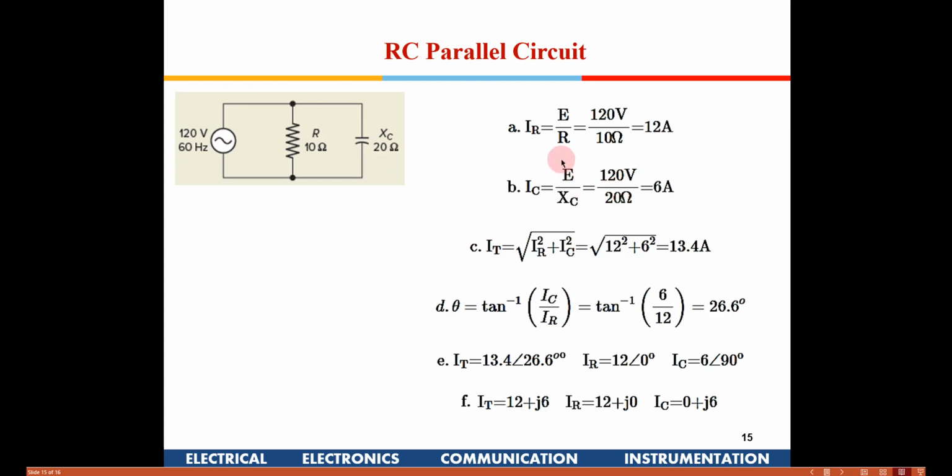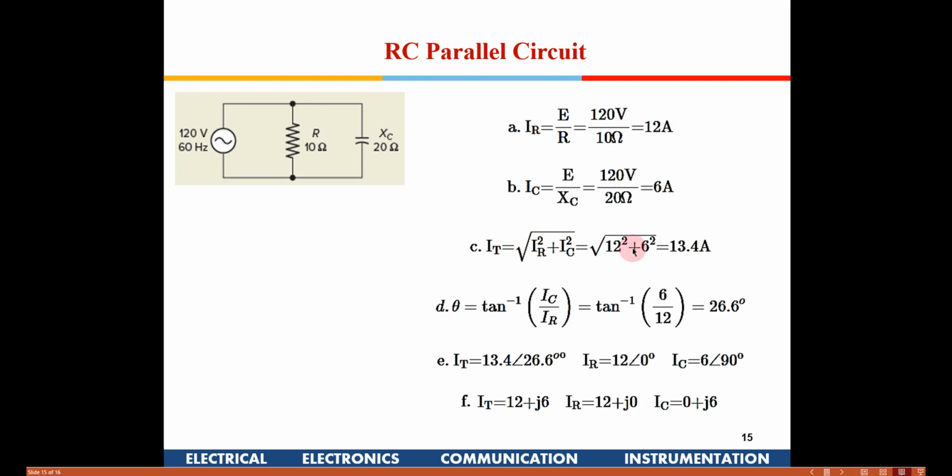So IR is 12 and IC is 120 by 20, which is 6. I have been repeating this many times: when it's given like this, it means it's an RMS voltage. So you get 12 amps RMS and 6 amps RMS. In the exam, maybe in the final or here, I might give a problem like this but then ask you for the max current flowing in this resistance. In that case, to find the max current, you will have to multiply the RMS value by root 2.